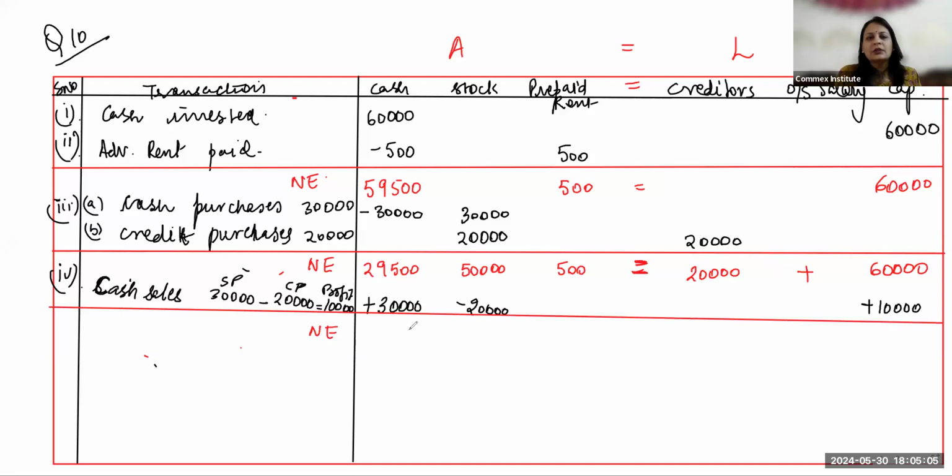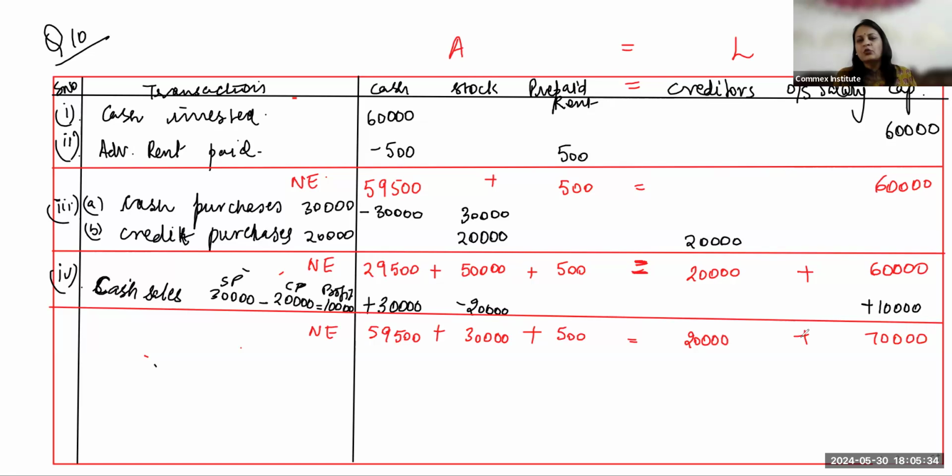So the new equation is my cash is now 59,500. Stock has decreased by 20,000, so it is 30,000. And there is no change in the prepaid rent, it is 500 still. So on the left-hand side, we've got 3 items. On the right-hand side, we've got the creditors. And the capital has now increased to 70,000.